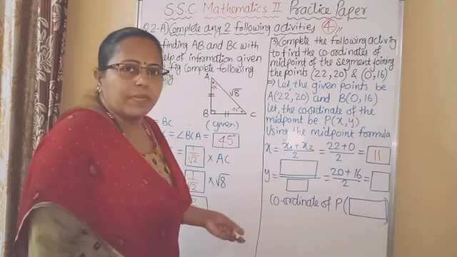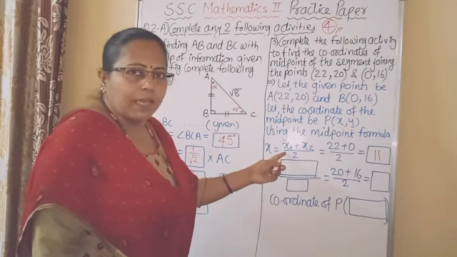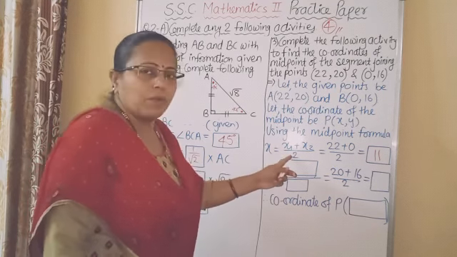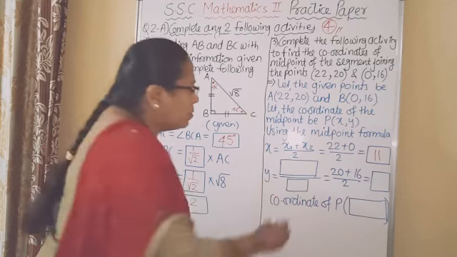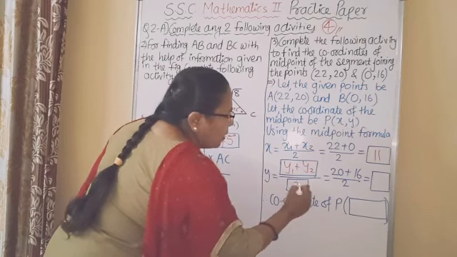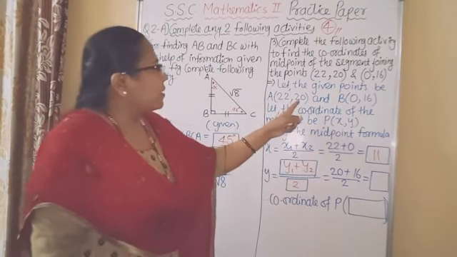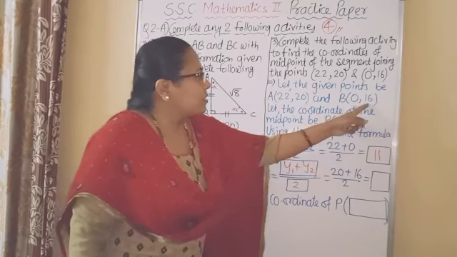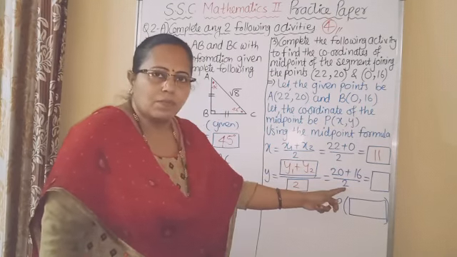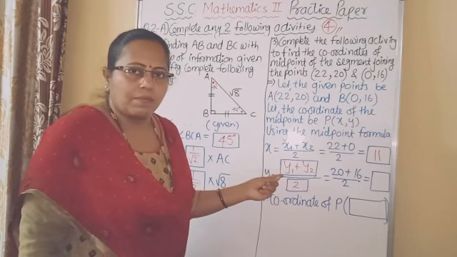Next step, we have to complete the formula for the y coordinate. Same formula as the x coordinate. So if x equal to x1 plus x2 upon 2, then y equal to y1 plus y2 upon 2. You have to complete the formula. Okay. So y1 is 20, y2 is 16. So 20 plus 16 upon 2. If you don't understand the formula from this also, you can put logic.